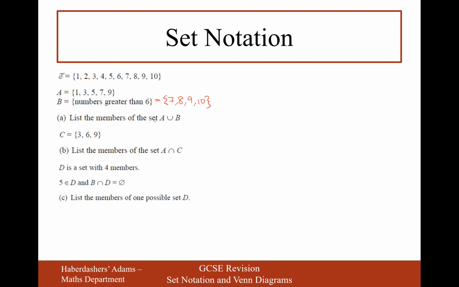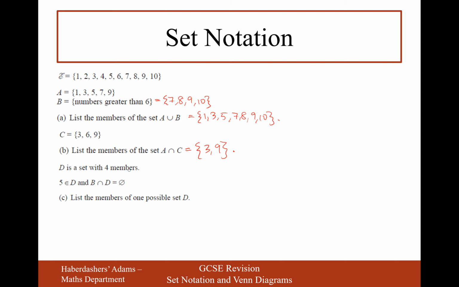List the members of set A or B. So anything that's in set A or in set B: 1, 3, 5, 7, 8, 9, 10. As long as it's in one of the two sets, that's fine. Set C is equal to 3, 6, 9. List the members of the set intersection A and C. So anything that's in A must also be in C, it must be in both. So 3 and 9 are elements of both of them.